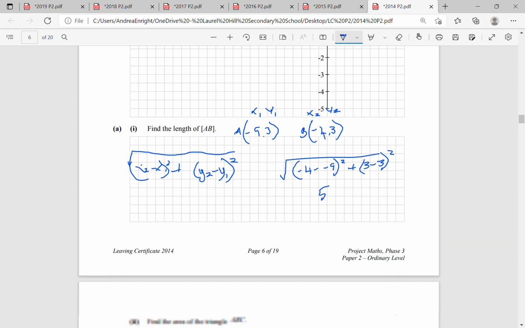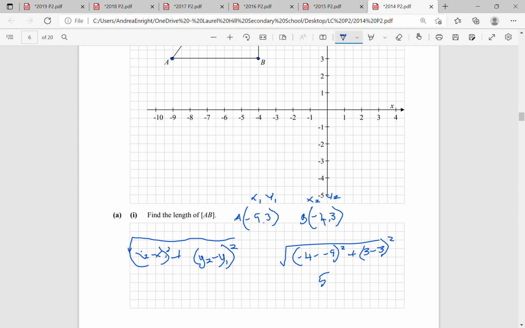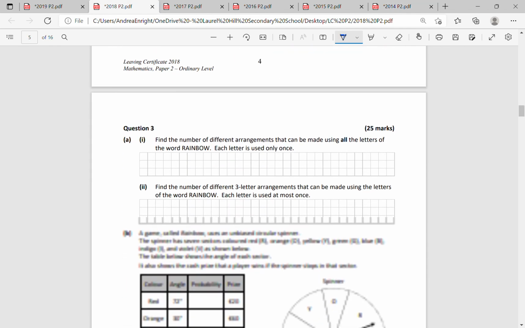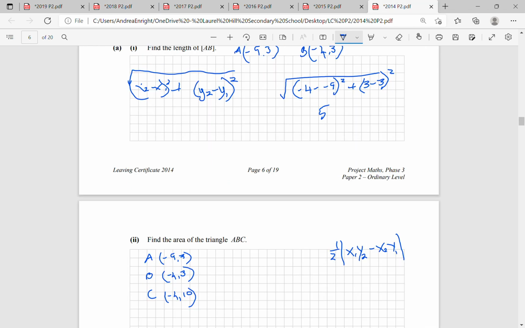Next one, find the area of the triangle ABC. Again, we could go half the base by the perpendicular height, but I think we'll just use the formula.